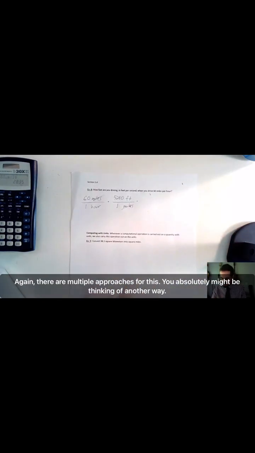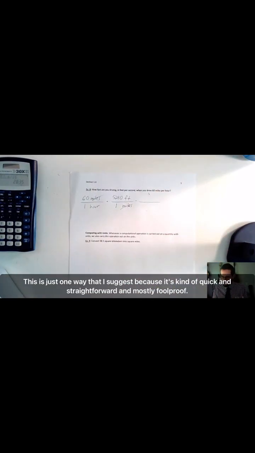This would tell me, at this point, the units I would have would be feet per hour, which isn't really what I want. I want feet per second. So I need to convert that time unit as well. Again, there are multiple approaches for this. You absolutely might be thinking of another way. This is just one way that I suggest because it's kind of quick and straightforward and mostly foolproof when you set it up.